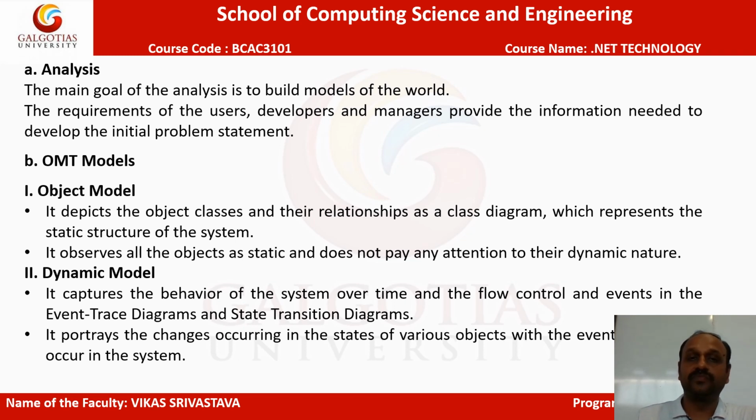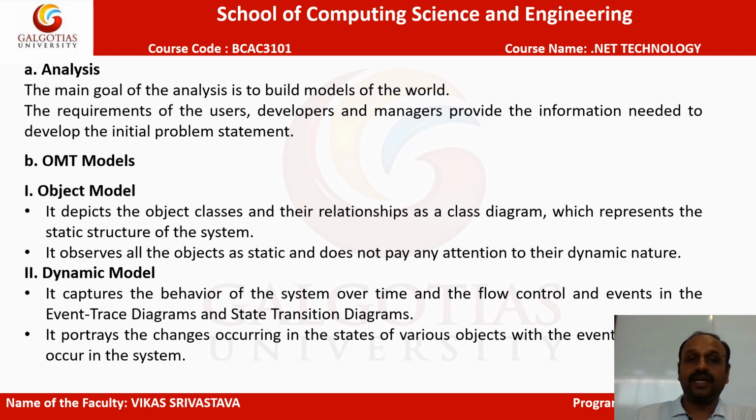Let's have a quick brief about the components used for this modeling technique. One is the object model, then the dynamic model. In the object model, you normally identify the different classes and the relationships between them, then you represent the static structure of a particular system. It also observes all the objects as static and does not pay attention to their dynamic nature. Then accordingly you try to remove it, restructure your modeling, and again put it into the refine mode.